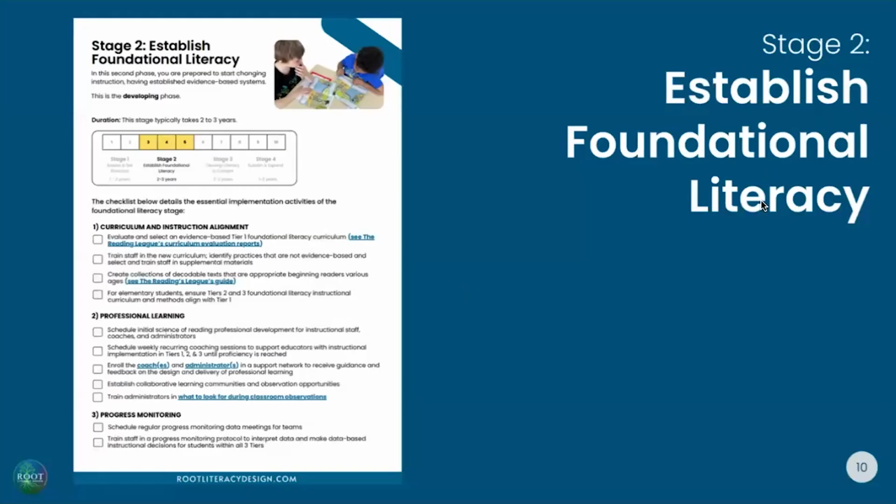All right, so once you get out of stage one, it's very exciting to move into stage two, which is establishing the foundational literacy structure and elements to it. It has three key parts: curriculum and instruction alignment, professional learning, and progress monitoring. Heather, would you walk us through these?